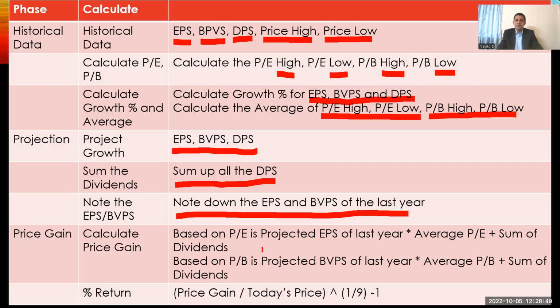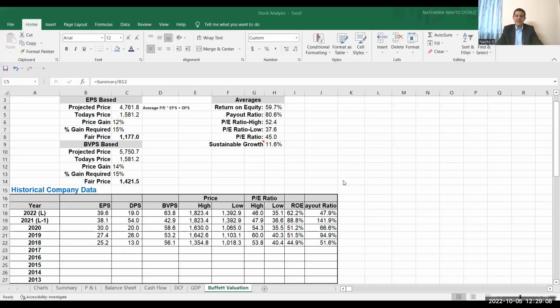So these are the steps for using the Buffett method for arriving at the fair price of the company. Now let us go into our illustration. Let me stop this and share the Excel. We are continuing to build upon the same Excel. In my last video, it was about the discounted cash flow model. And today we are going to see the Buffett valuation.